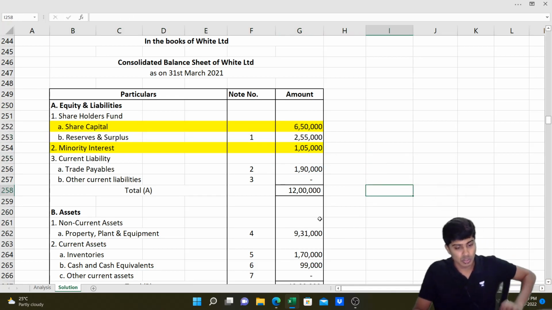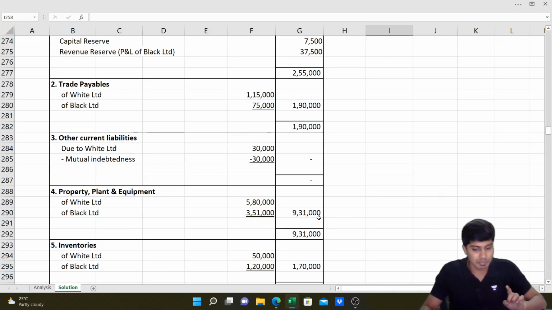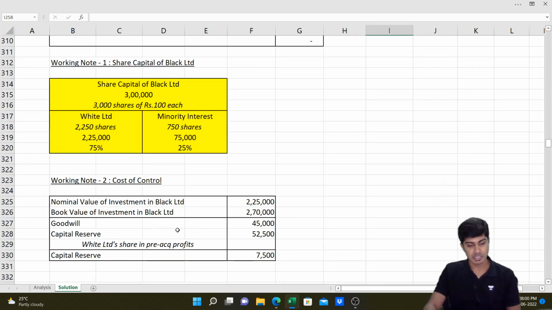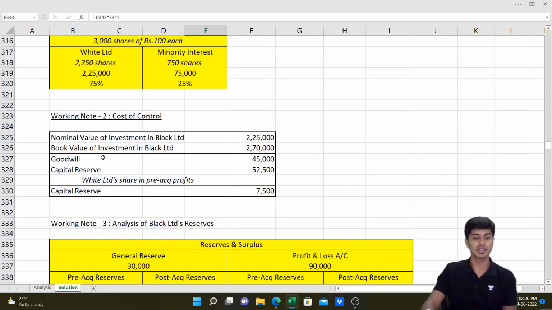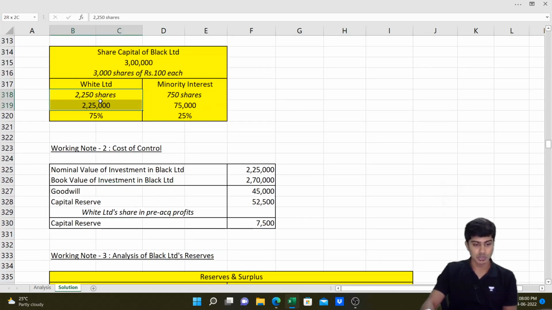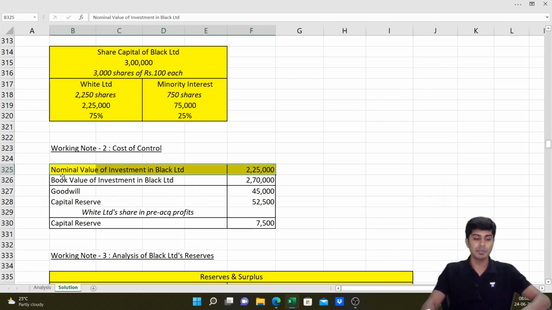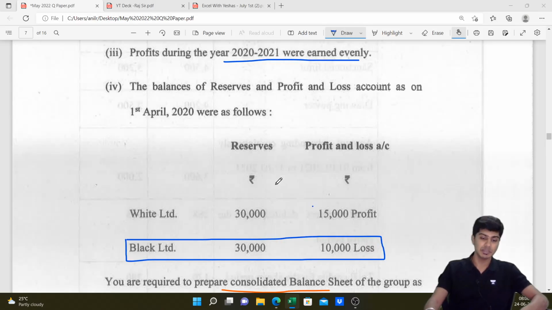So now what we did is that holding company's share is there, no? Whatever is a part of our pre-acquisition reserves, this 52,500, would not go to reserves and surplus. It will be adjusted against cost of control. So what is cost of control? Cost of control comes here. This nominal value of investments 2,25,000 would come here. And this would be compared with the book value of the investments that is there in the balance sheet.